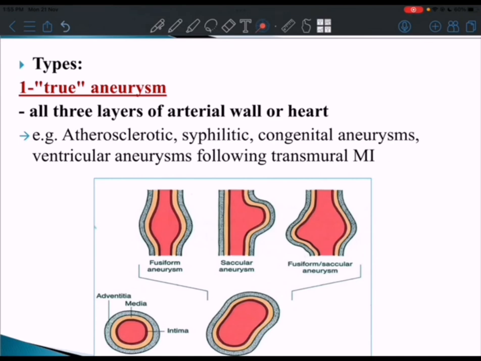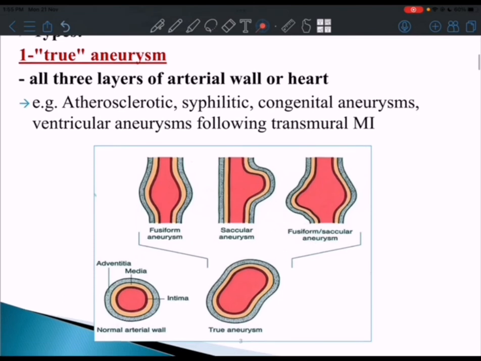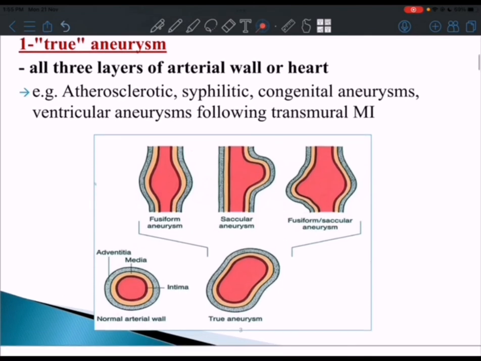طيب هون في عندنا أشكال مختلفة من الأنيوريزمز. تمام؟ لاحظوا اللايرز اللي موجودين بألوان مختلفة. هاي اللايرز فيهم ميديا، فيهم تونيكا انتيما. اوكي لاحظوا مين فيهم بالضبط بصير فيه البلج؟ Only one layer or all layers? All layers. إذا هون عم نحكي عن شيء اسمه true aneurysm.